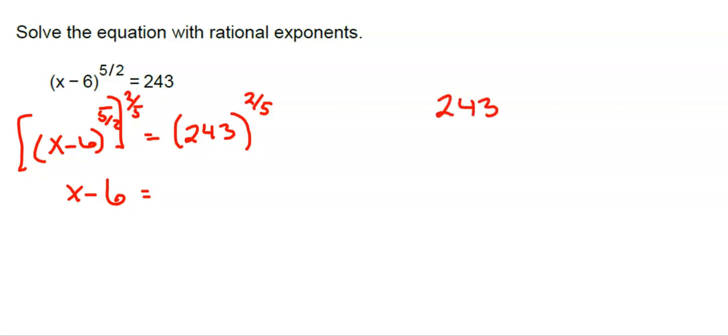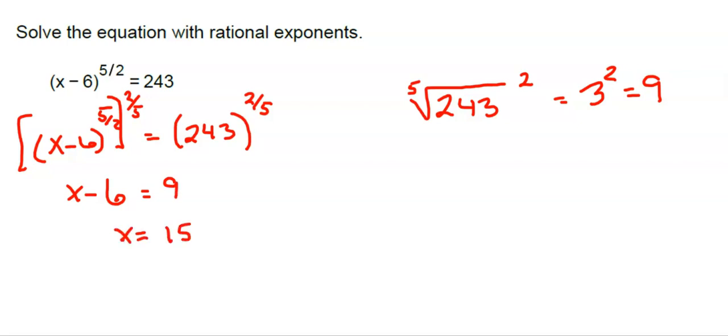243 to the 2/5 power is the 5th root of 243 squared. 243 is 3 times 3 times 3 times 3 times 3. So 243 is 3 to the 5th power. We're taking the 5th root of that, which is 3, and 3 squared is 9. So x minus 6 equals 9. Add 6 to both sides. X equals 15 is our solution.